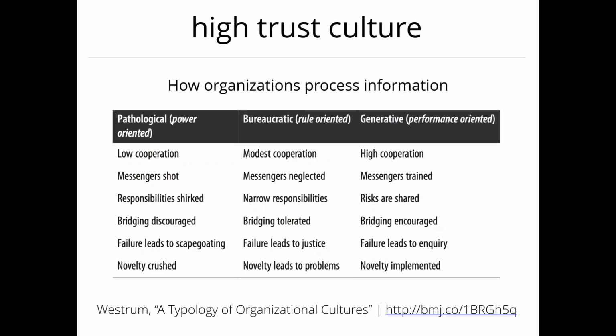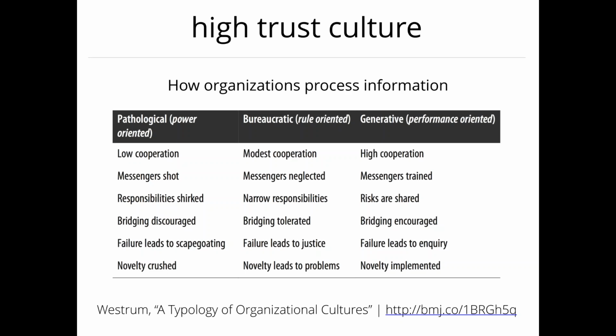This is the idea of messengers being trained rather than shot. In power-oriented cultures, we actually shoot the messenger when they bring us bad news. And then in rule-oriented cultures, we tend to ignore bad news or find ways to mitigate it without really dealing with the root cause. In high-performance organizations, we encourage people to bring us bad news and then we act on it. And then we don't blame the person who's responsible for the mistakes. Instead, we find ways to improve the system to make it better.